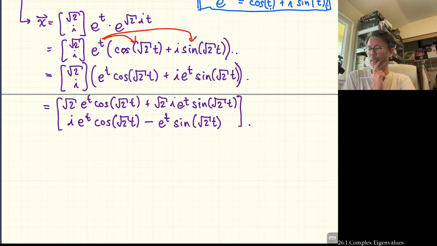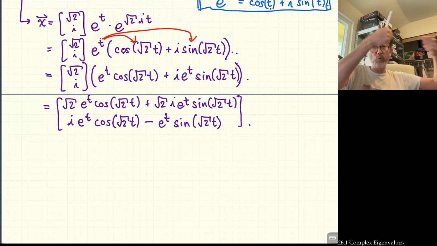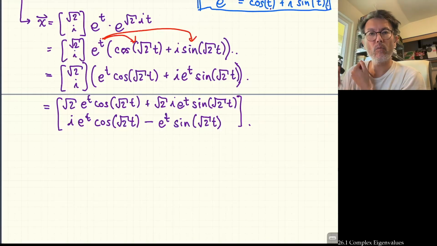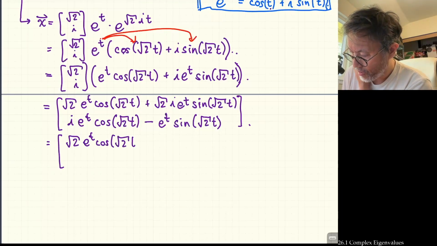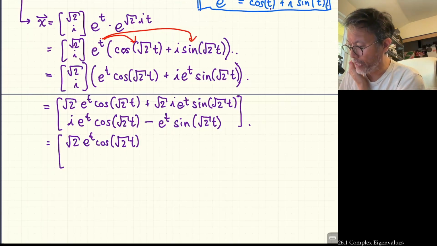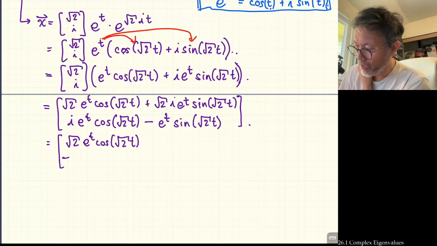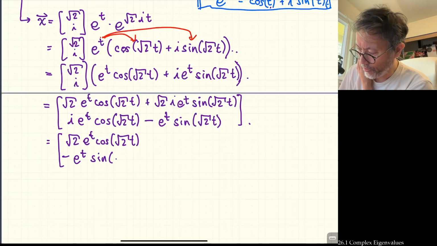Okay? Now I can, I think, pretty easily break up this vector into a real part and an imaginary part. Watch. The real parts are going to be this square root of 2 times e to the t cosine square root of 2t. Cool. That's going to be the top entry. The bottom entry will be negative sine square root of 2 times t. Oh, wait, my bad. I messed up. E to the t sine square root of 2 times t.